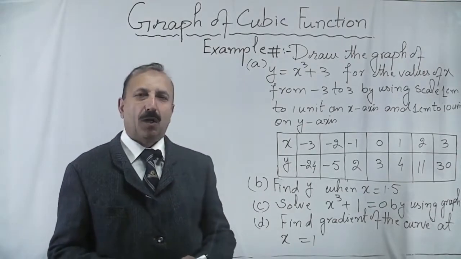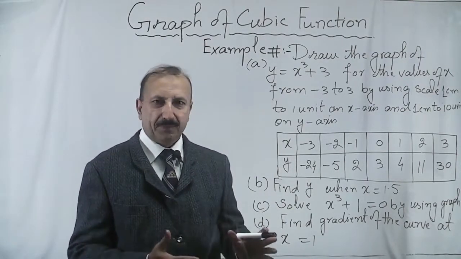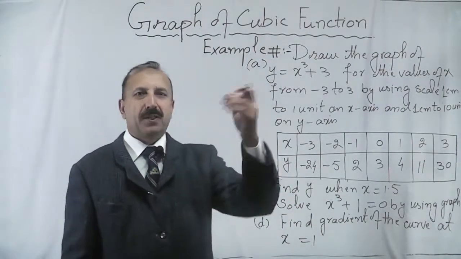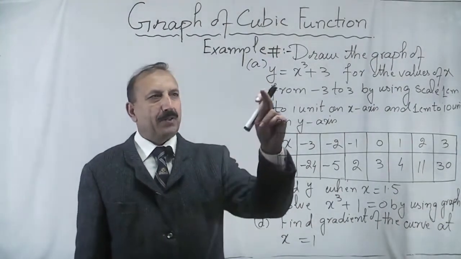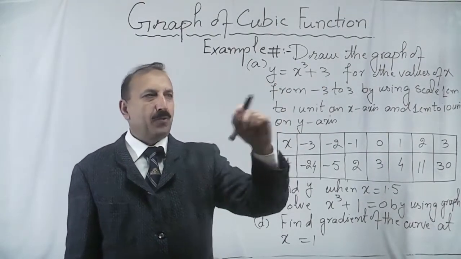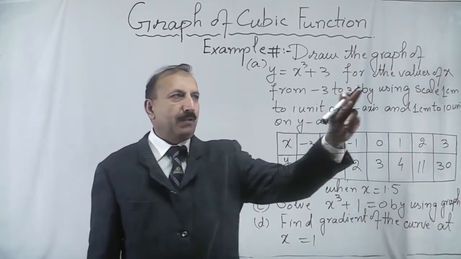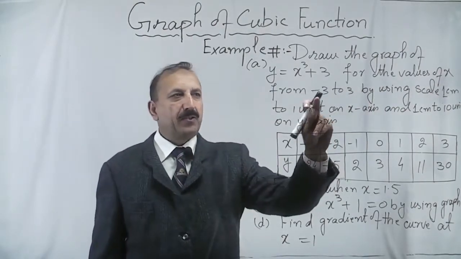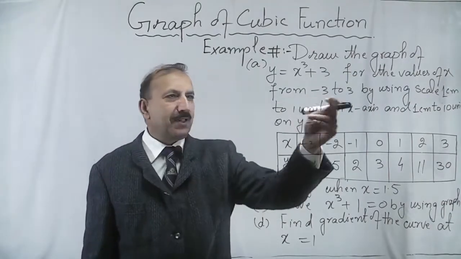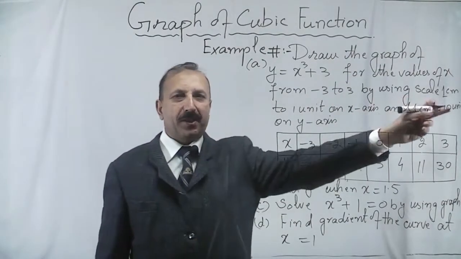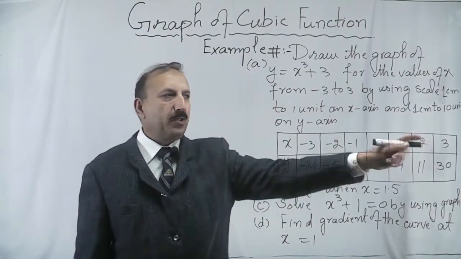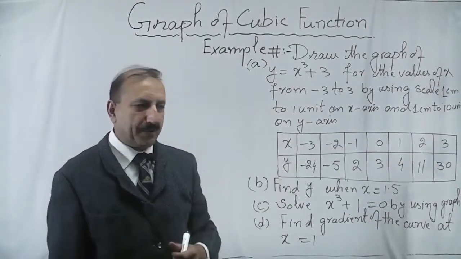Let's learn how to draw the graph of a cubic function and how to solve questions related to it. Here is one example I have considered. For the cubic function y equals x cube plus 3, we are supposed to draw its graph for the values of x between -3 and 3, using the scale 1 centimeter to 1 unit on the x-axis and 1 centimeter to 10 units on the y-axis.